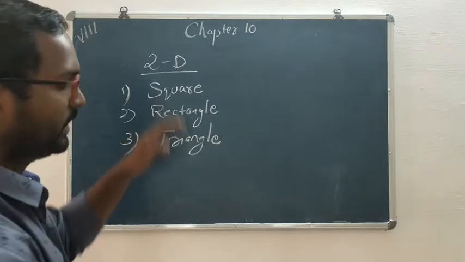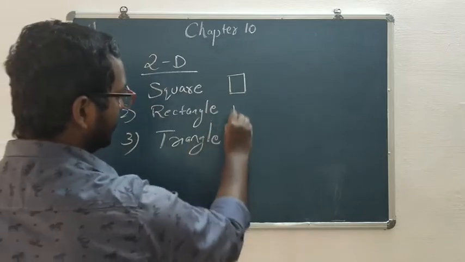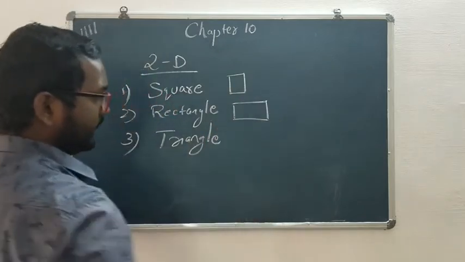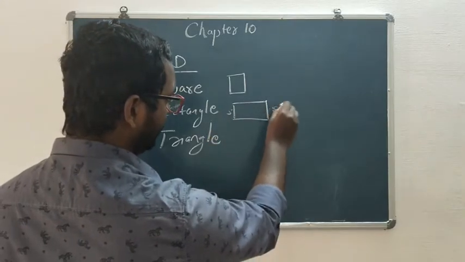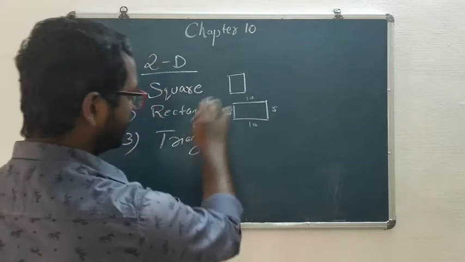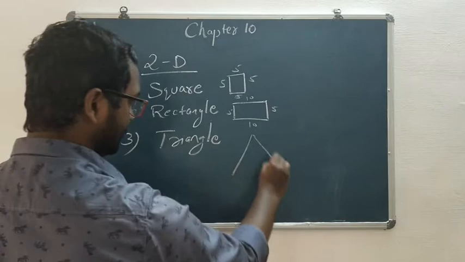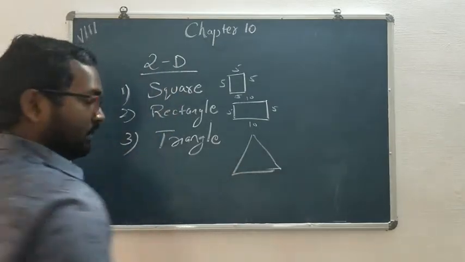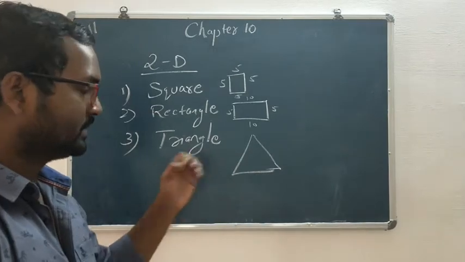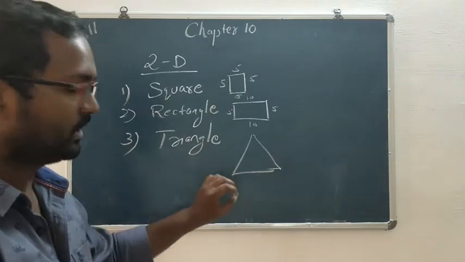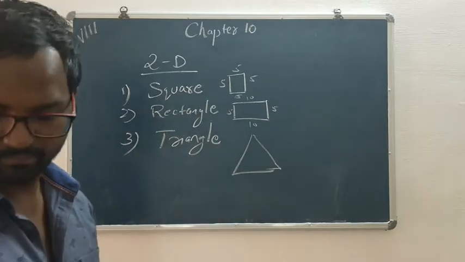Square has 4 sides and all the sides are equal. In a rectangle, the opposite sides are equal, which means if this is 5 centimeter, this is going to be 5, and if this is 10 centimeter, this is going to be 10. In a square, if this is 5, this is 5, this is 5, this is 5. In the triangle we have 3 sides. There are many types of triangle. In some triangles all the sides are equal, in some only 2 sides will be equal, and then there is the scalene triangle in which all the 3 sides are different.